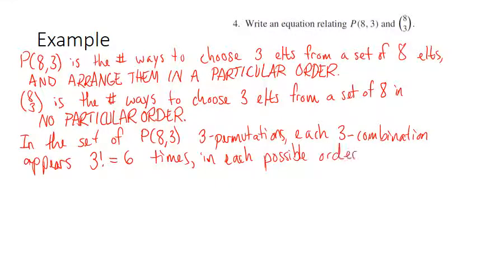Okay, so that is why when you want to know what 8 choose 3 is, you take the value of P of 8, 3 and you divide it by 3 factorial. That means you're compensating for the fact that P of 8, 3 would count each of your 8 choose 3 elements 6 times.